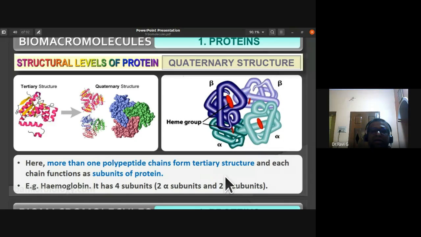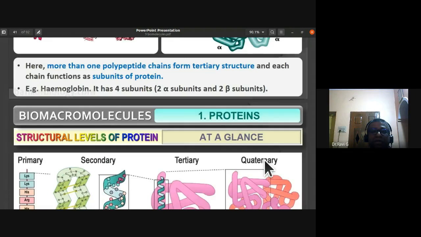So more than one polypeptide chain forms a tertiary structure, and each chain functions as a subunit of the protein. So hemoglobin has four subunits, two alpha subunits and two beta subunits. Hemoglobin is an example of quaternary structure.